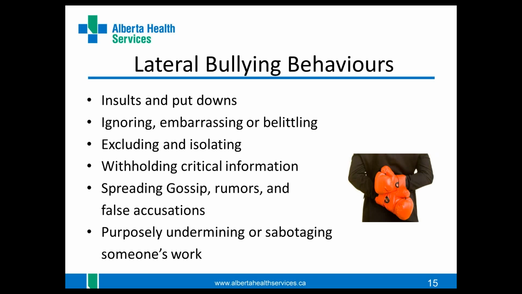Lateral bullying occurs between peers at the same level, and some examples of that type of behavior might be insults or put-downs directed at an individual, ignoring, embarrassing, or belittling someone, purposely excluding or isolating someone, withholding critical information from someone that's vital for them to do their job, of course, spreading gossip, rumors, false accusations, or purposely undermining or sabotaging someone's work.